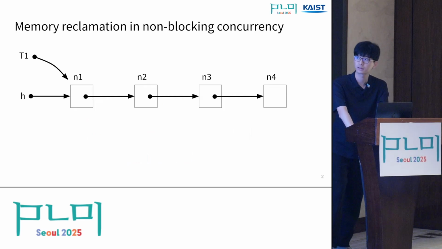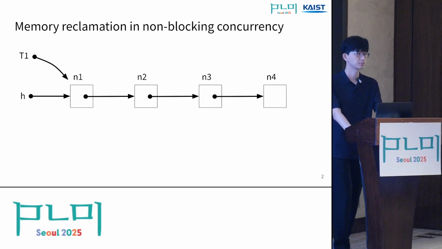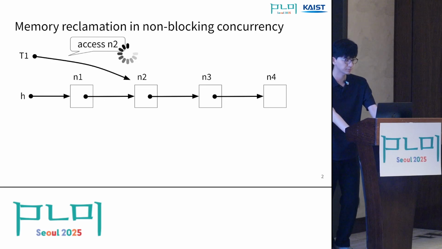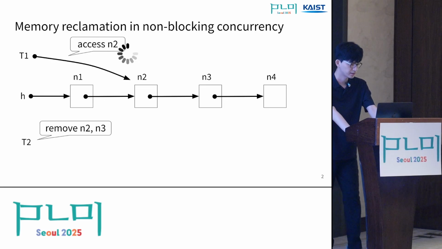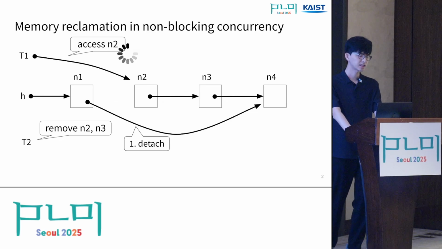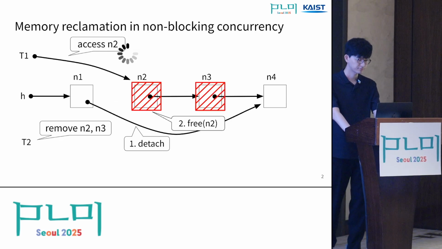In particular, let us consider a linked list with 4 nodes. And suppose a thread T1 that was currently at node 1 obtains a reference to node 2 and wants to access it. However, the scheduler abruptly stops T1 and runs another thread T2, who wants to remove nodes 2 and 3. To do so, T2 will first detach the 2 nodes and free them.